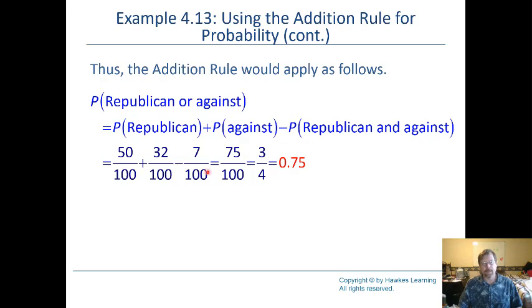So Republicans, 50 of 100. Voted against, 32 of 100. Minus Republicans who voted against, 7 of 100. Gives us 75 over 100, or 3/4. So it's a 75% chance that the first person the lobbyist talks to is either Republican or voted against the bill.